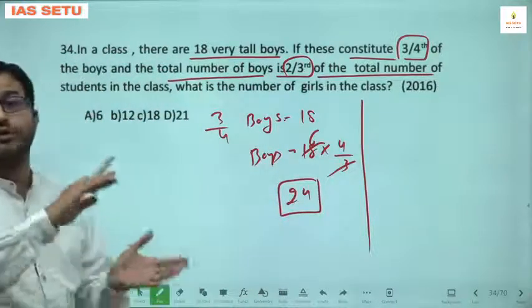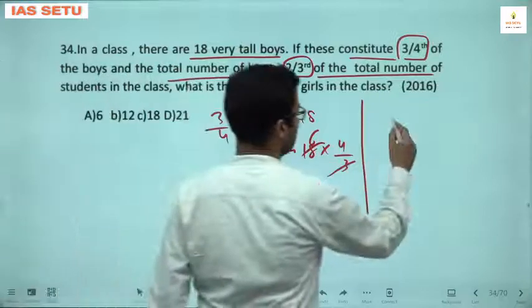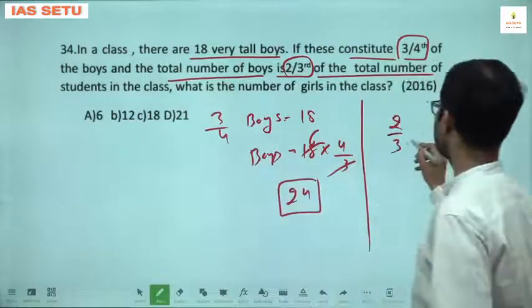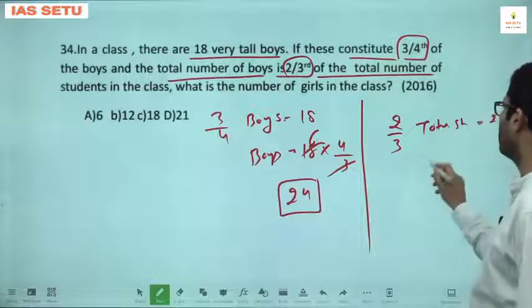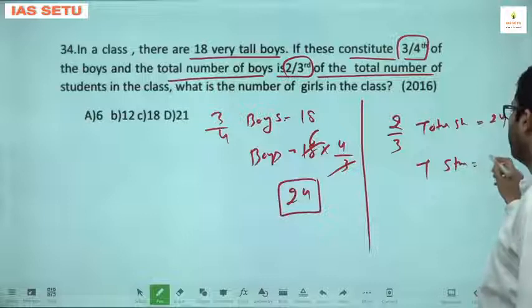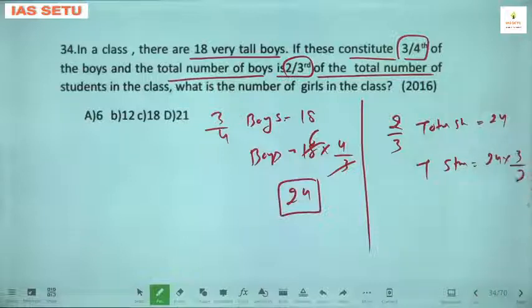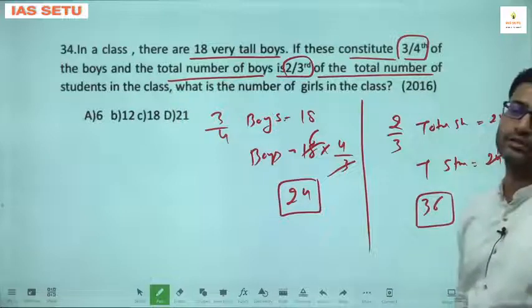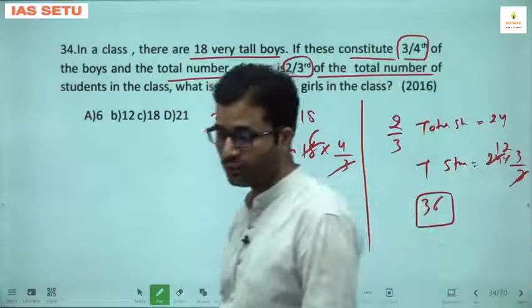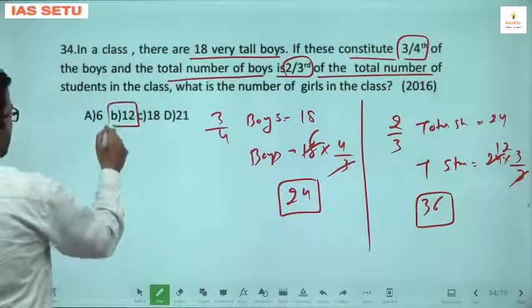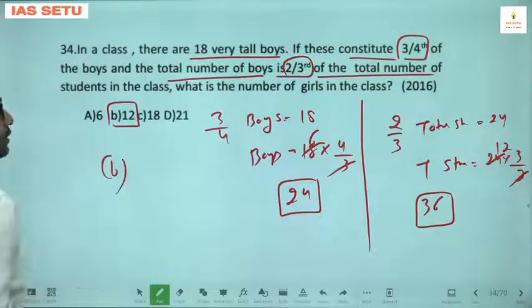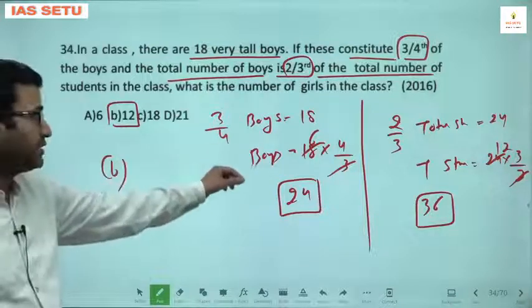If boys constitute 2/3 of the total students, 2/3 of the total students is equal to 24. So total students is equal to 24 into 3/2, 12 into 3, 36. So in that class, number of boys is 24 and number of students is 36. How many girls? 36 minus 24, 12. Answer B.